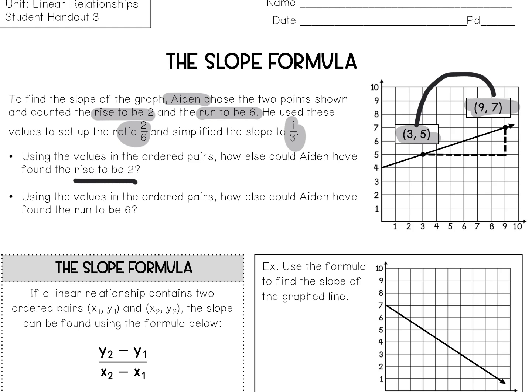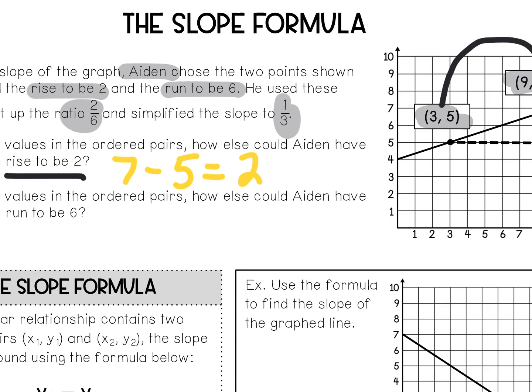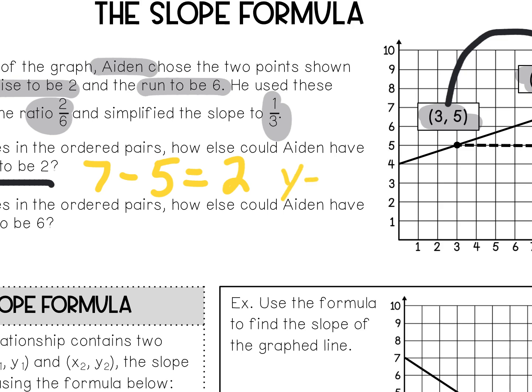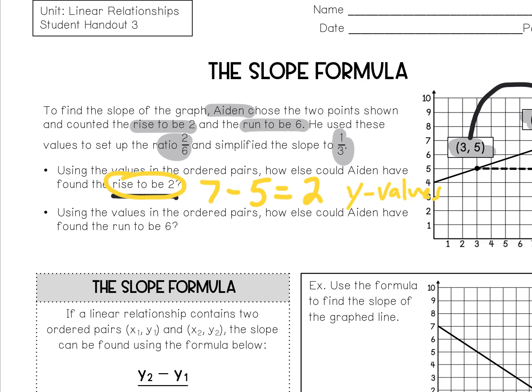5 and 7. Why 5 and 7? Because the 5 rose to 7. Okay, and if I was going to subtract them, the only way to do that would be 7 minus 5 to give me a positive 2. And that is because these are y values, and we had rise. So rise goes with y values. And on the board over here, we see vertical, y, up and down, rise, all mean the same thing. So if you see those things, they're all referring to y.